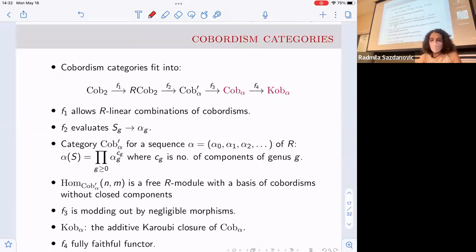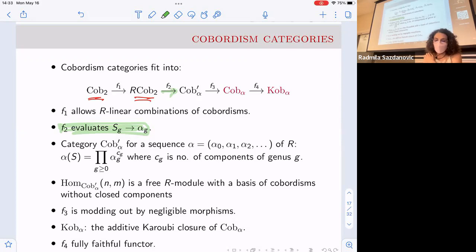So these cobordism categories fit into the following kind of diagram. We start with Cob2, and then we get to R-Cob2, and for simplicity, you can just take R to be a field. So in R-Cob2 we're just allowing linear combinations of morphisms. Now this next one is the interesting one. F2 is the moment where you take into account the sequence or function alpha. That's where you evaluate all closed components according to this function alpha. So this is your Cob alpha prime.